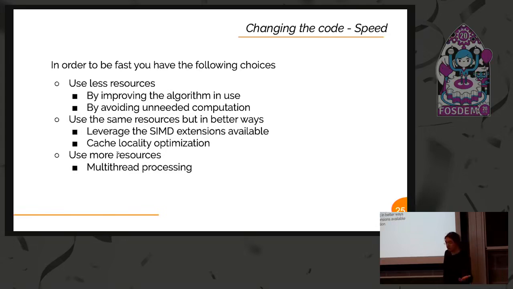Last, use more resources, use more memory. Don't do that. Somebody did that, not in rav1e. Use more threads within reason. Multithreading and Rust are great.